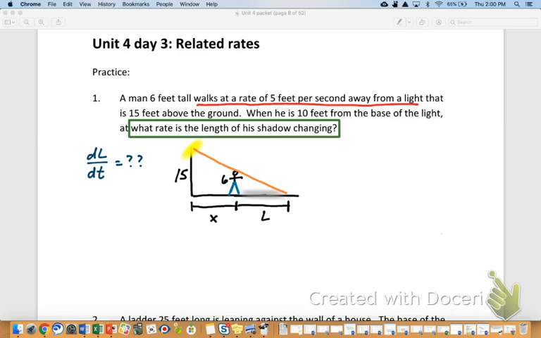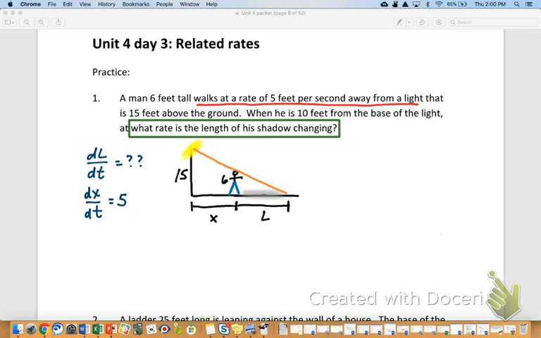dx/dt. Why would you say dx/dt? Isn't the lamppost the only thing that's stationary in this? He's walking away from the lamppost at a certain rate. So dx/dt would be his rate of walking, right? His rate of position change. And I know what this is. It's 5. 5 feet per second, technically.